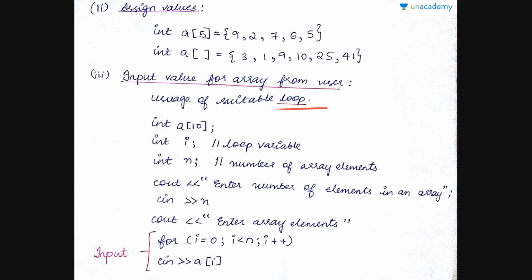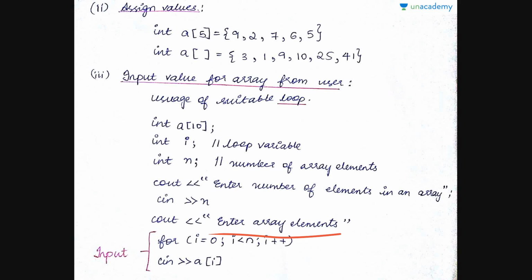Let us see it. First, we have declared a loop variable int i, and then the number of elements in the array is declared as int n. First, we ask the user to input the number of elements in an array, so this statement gets printed on the output screen: Enter the number of elements in an array. The user will input the value of n, which can depend on the user, and that is stored in n. And now we tell the user to enter array elements, so the user will input n array elements.